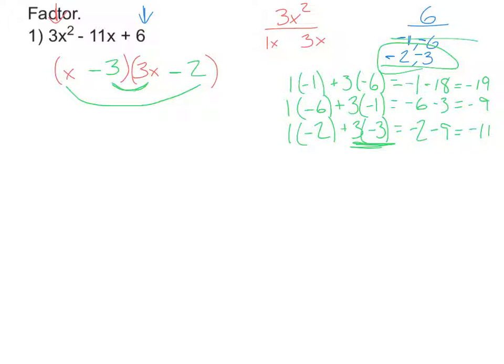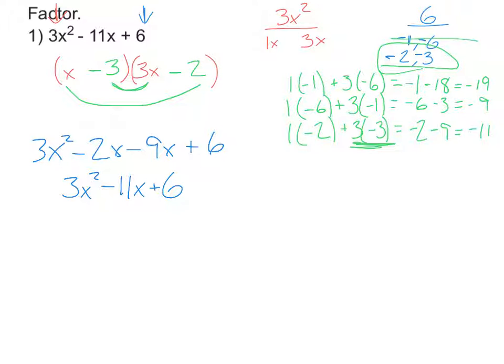And we can check to see if we're correct by doing the FOIL process. If I take x times x, x times 3x, so that we get 3x squared. Then I'll take x times negative 2, negative 3 times 3x, and negative 3 times negative 2. And we combine like terms. So we get 3x squared minus 11x plus 6. And that matches what we had up top. So this right here is the factored form of the original trinomial.